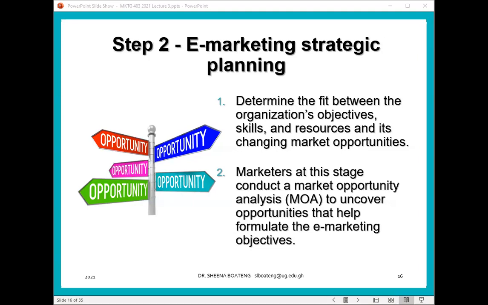Assuming you're an e-marketer and you realize that this small group of customers have taken advantage of the launch of this product and they are enjoying it so much. How can e-marketing take advantage of this?